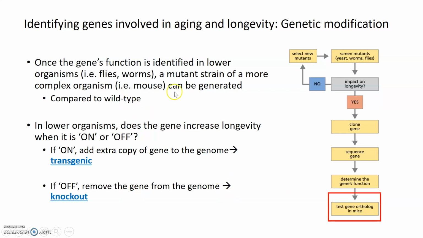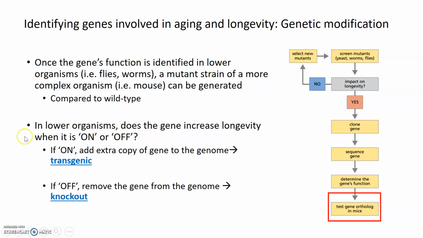And we can compare any mutant strain of mouse generated to wild type to see if those phenotypes in aging and longevity are retained in the higher organism as well. But in order to generate a mutant strain of a more complicated organism, it's necessary to understand a bit about how the gene increases or decreases longevity, or how it affects aging in the lower organism. And so you can ask questions like, does the gene increase longevity when it's expressed or turned on, or when it's silenced or turned off? Does it affect aging when it's turned on or off?